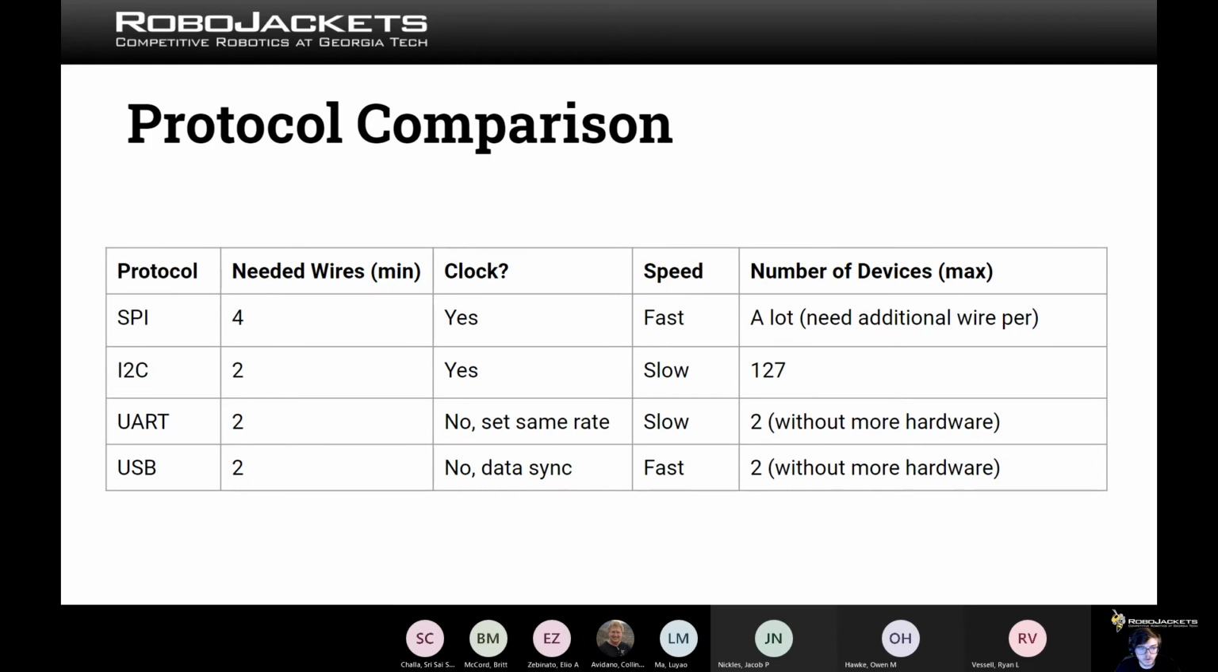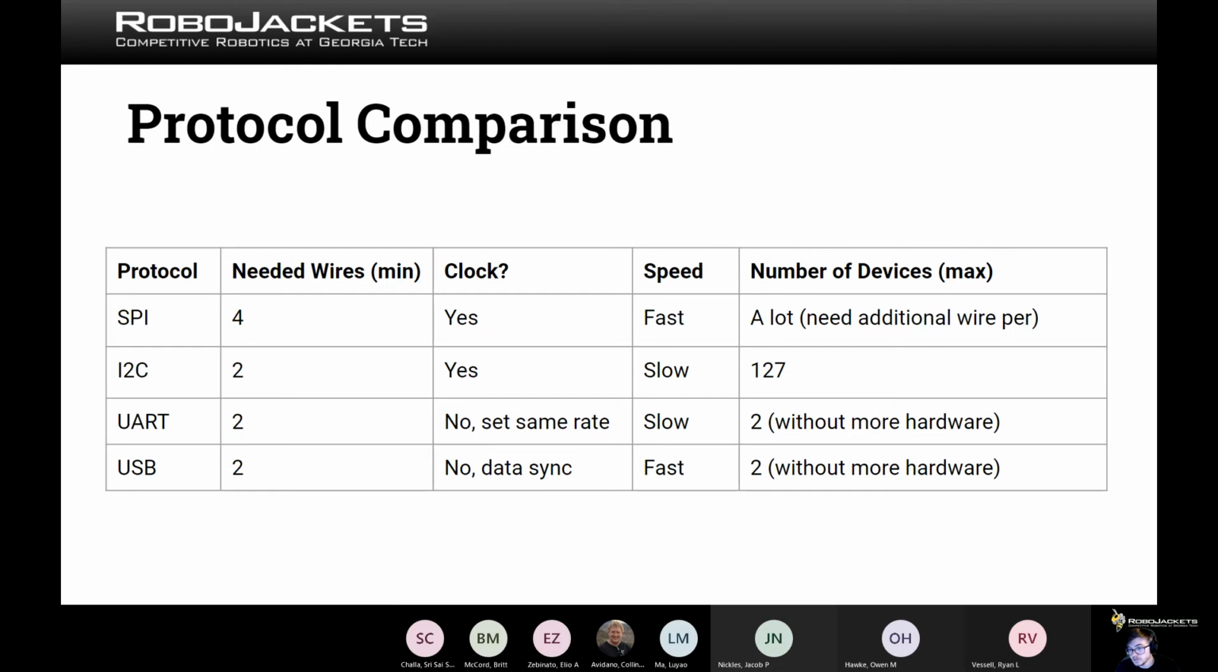Second to last is UART. You need 2 wires minimum. There isn't necessarily a clock signal, but you do have to set the same rate, the baud rate, on both, so that each device knows how fast it should be sending and receiving information. Again, speed is relatively slow, but you only need two wires, and I guess we're seeing that a lot of times when you're sharing the same bus for data lines, it's hard to make it go fast.